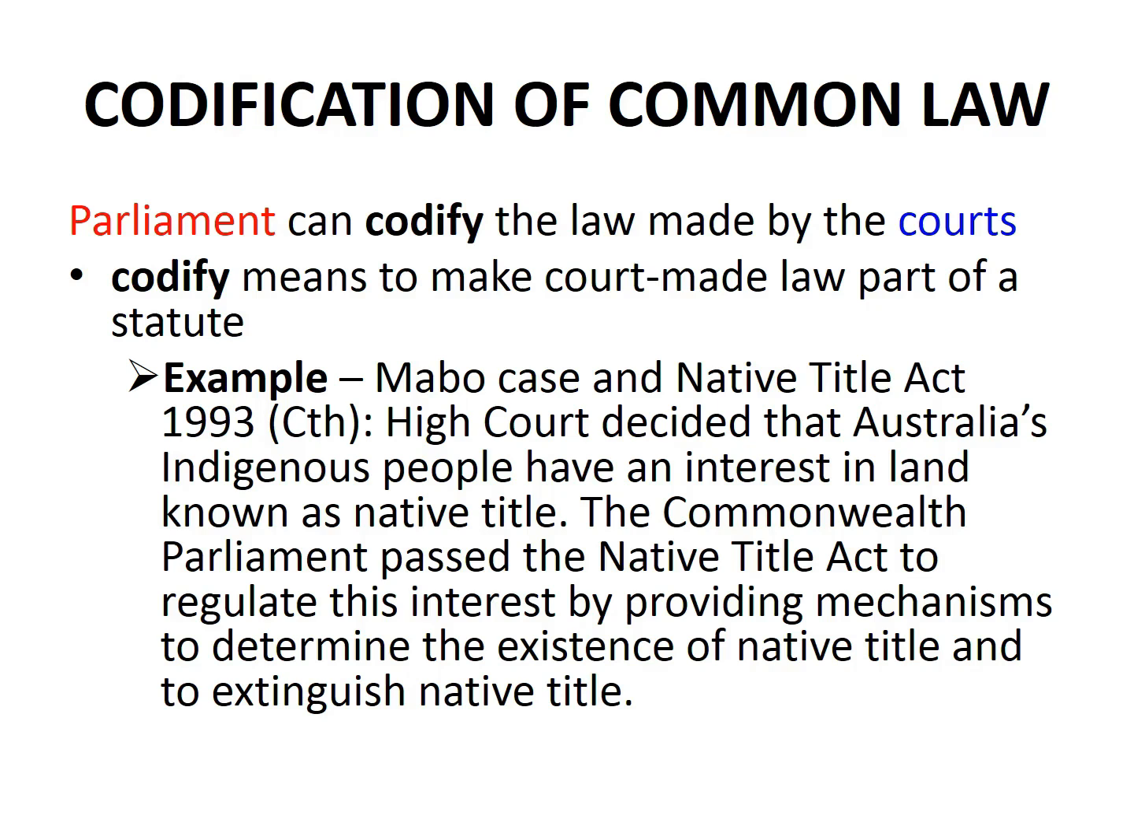The Commonwealth Parliament thought that this law, as made by the High Court, was very good law, and so the Commonwealth Parliament passed the Native Title Act in 1993. The Native Title Act recognised the native title of Australia's Indigenous people as decided by the High Court. This Act also set out a process for determining when native title existed in land and for how that native title could be taken away, that is, extinguished through the payment of compensation to the Indigenous people.